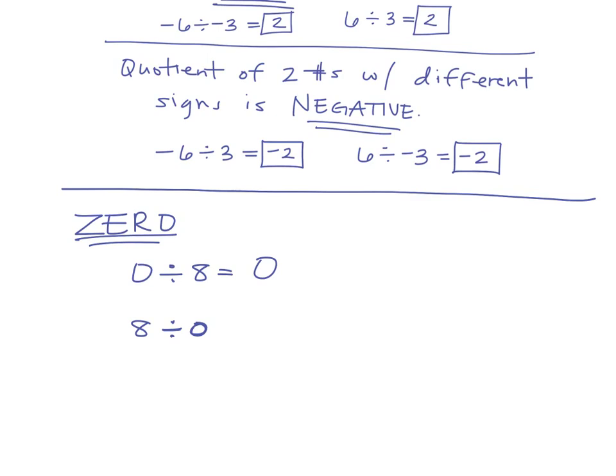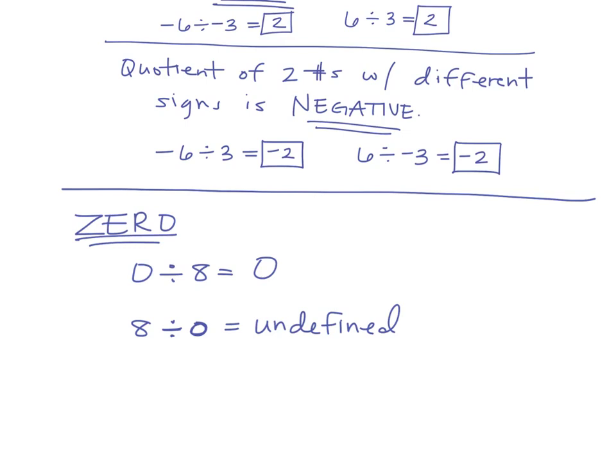Think of it like this. 0 apples can be divided among 8 children, right? 0 divided into 8 groups. So there's 8 children. I have 0 apples to give. How many apples does every child get? 0. Okay. Whereas if I have 8 apples and I'm going to divide those 8 apples into 0 groups, I can't do it, right? I can't take 8 apples and say I'm going to make 0 groups out of them. That doesn't make sense. So 8 divided by 0, your answer is actually undefined.